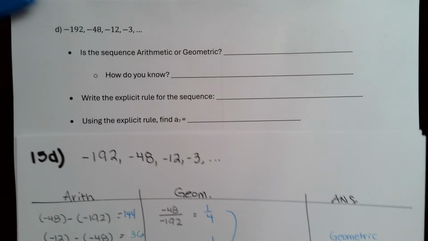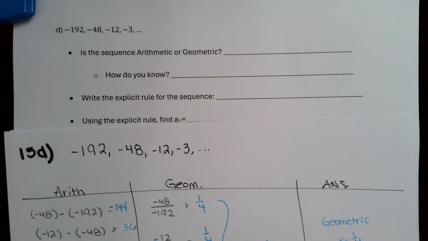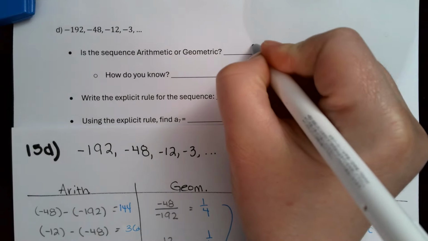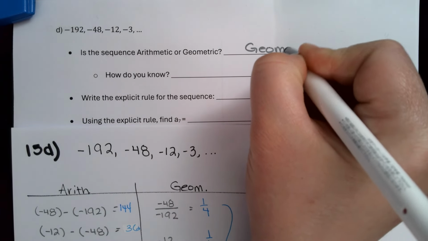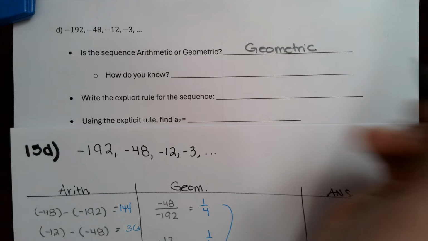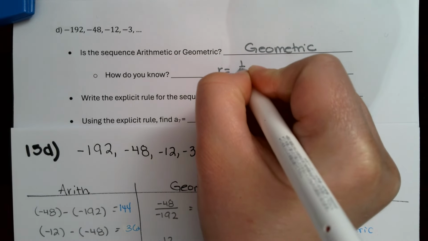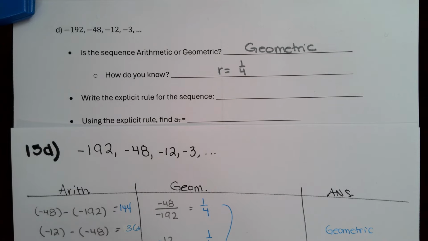So I'm going to go back up here to write out the answer. And it's asking us the question, is the sequence arithmetic or geometric? We determined that this was geometric. How did we know that it was geometric? Well, the common ratio was 1/4. Write the explicit rule for the sequence.